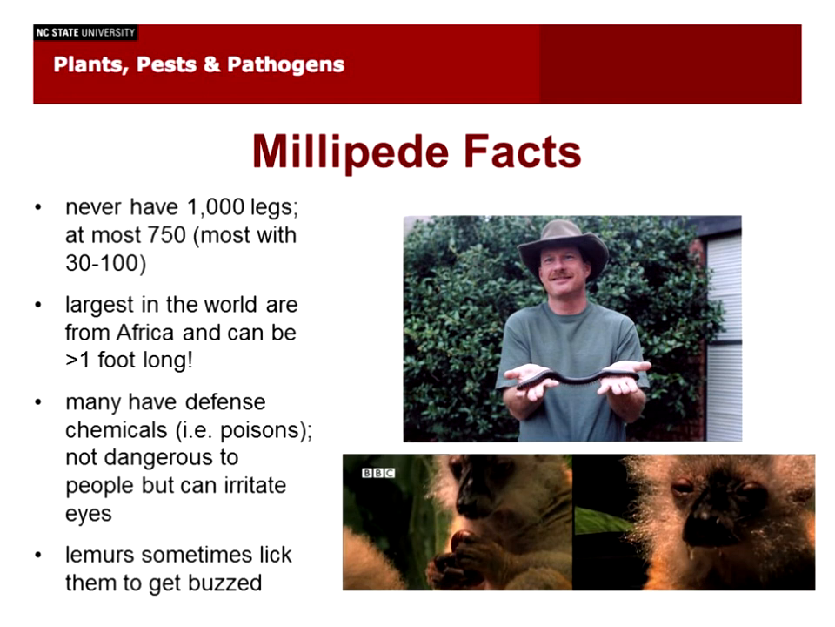Okay, now just some millipede facts. They never have 1,000 legs, despite what their name means, the name meaning 1,000-legger. At most, there's actually a species in California that has at most 750 pairs of legs. But most around here have about 30 to 100 pairs of legs. Now the largest in the world are from Africa and can be over 1 foot long.